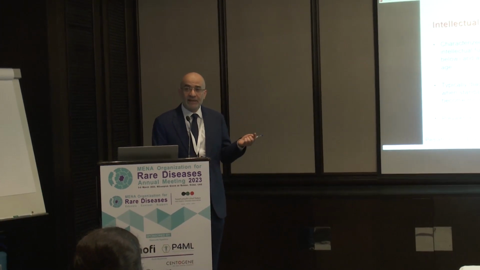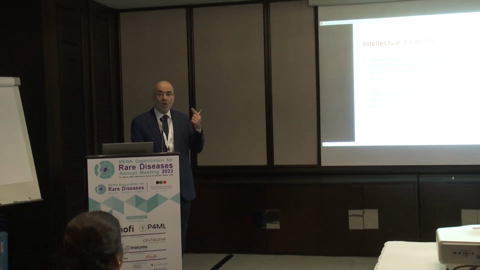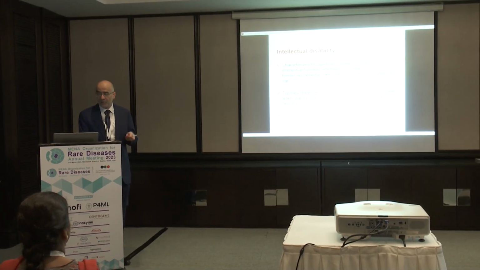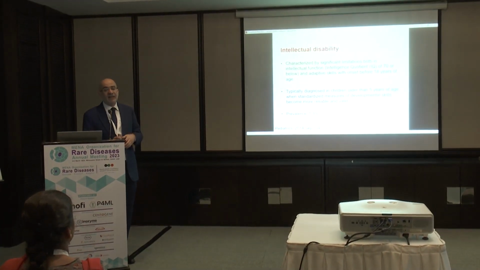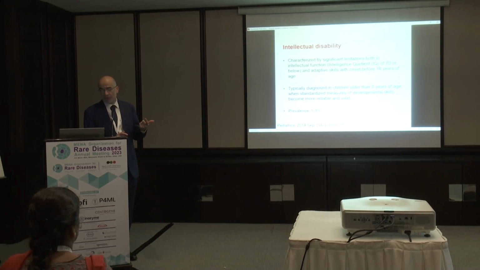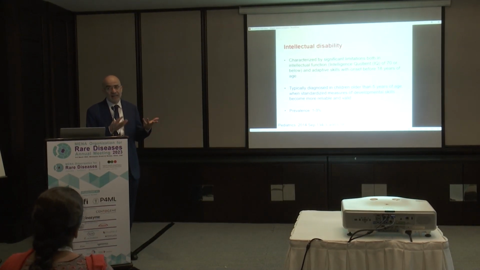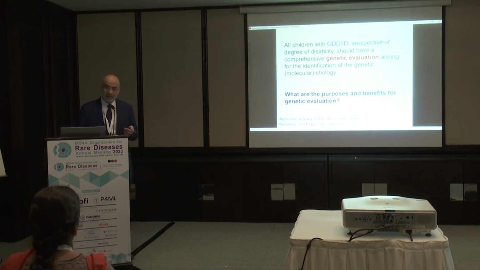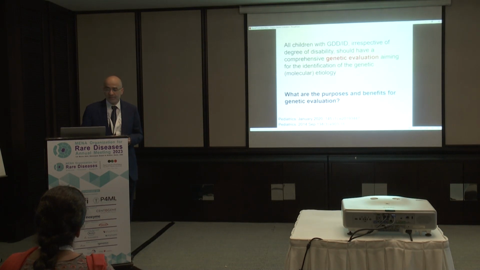Now when kids get older and you can perform IQ and you find the IQ less than 70, this is the time you say this is intellectual disability, and again the prevalence is almost the same. We have recommendations from the American College of Medical Genetics and the American Academy of Pediatrics that all children with developmental delay or intellectual disability should have a comprehensive genetic evaluation.